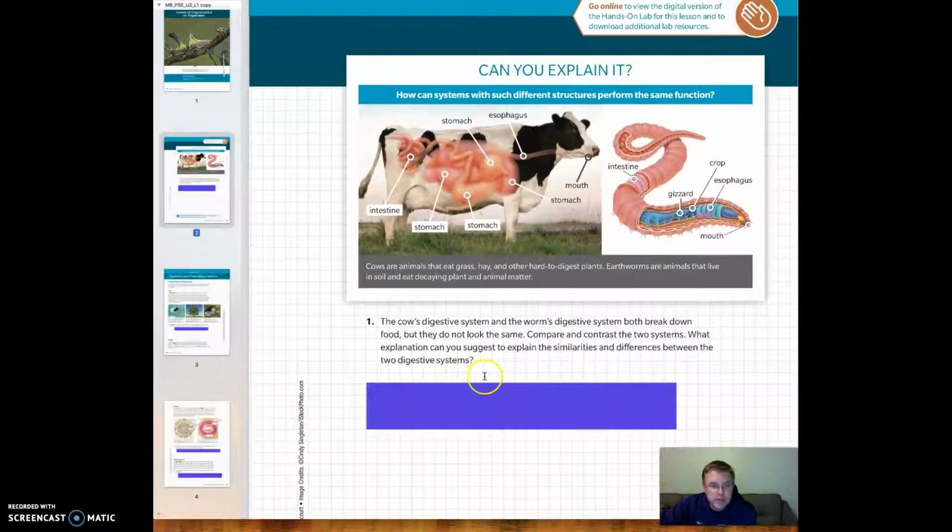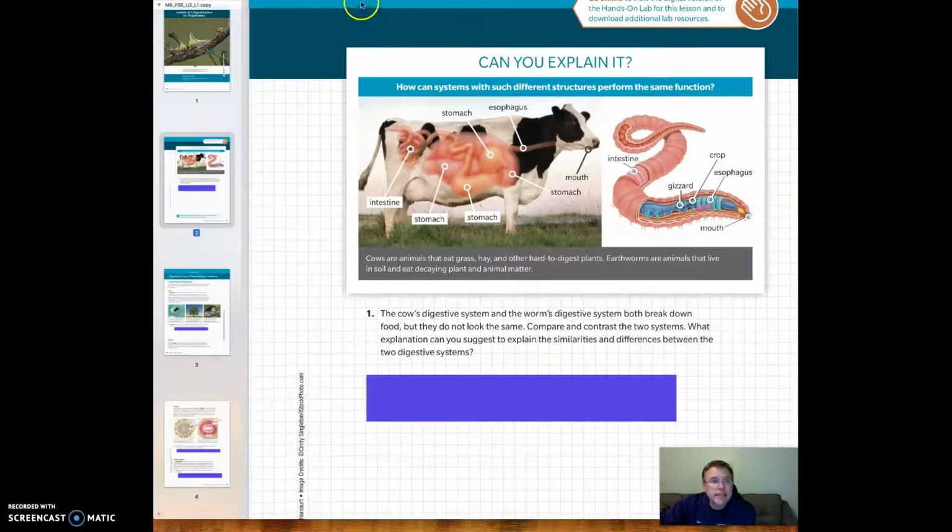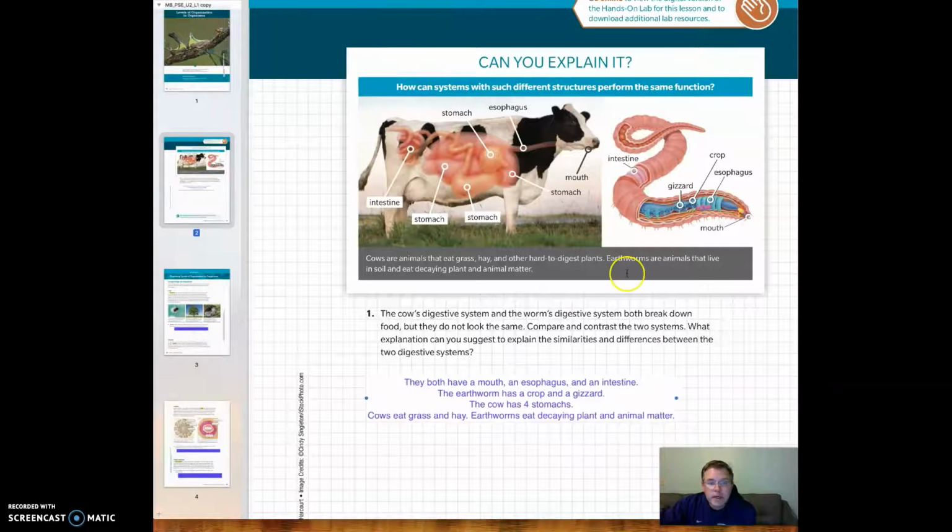So the question there asks, the cow's digestive system and the worm's digestive system both break down food, but they do not look the same. Compare and contrast the two systems, and what explanation can you suggest to explain the similarities and differences between those two digestive systems? Well, if you take a look at those, you can see that there's some similarities. They both have a mouth, they both have an esophagus, they both have an intestine, but they're put together kind of differently. There are some different structures there.